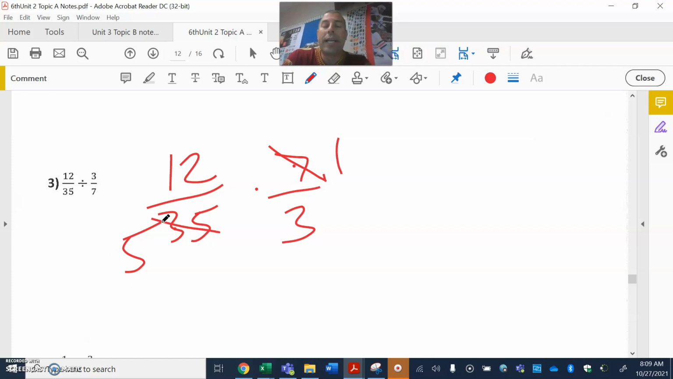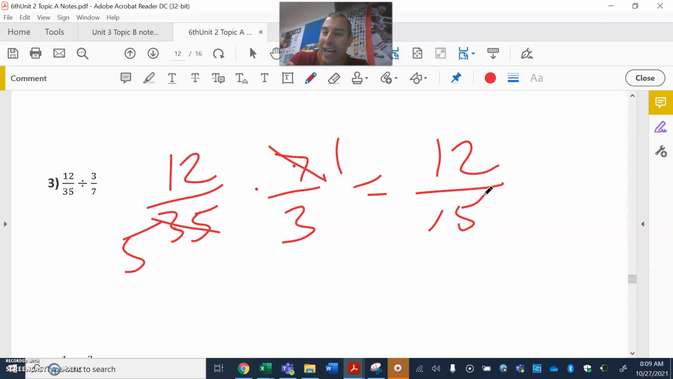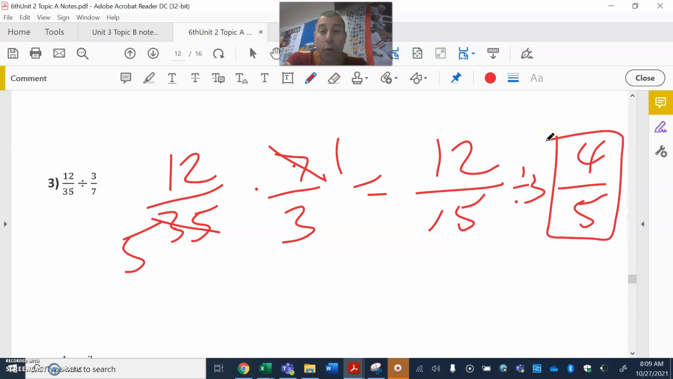Now, let's say you don't catch the cross division fully on the next one. Let's say you don't see the 12 and the 3. Okay, let's multiply across. 12 times 1, 12. 5 times 3, 15. Okay, simplifying here. Yes, we can divide both of these numbers by 3. Watch what's going to happen here. 12 divided by 3 is a 4. 15 divided by 3 is a 5. Hey, there's my winning answer, 4/5.